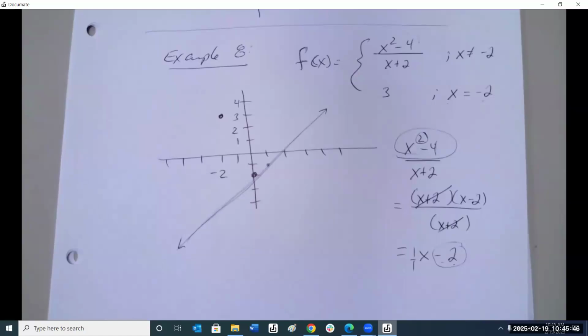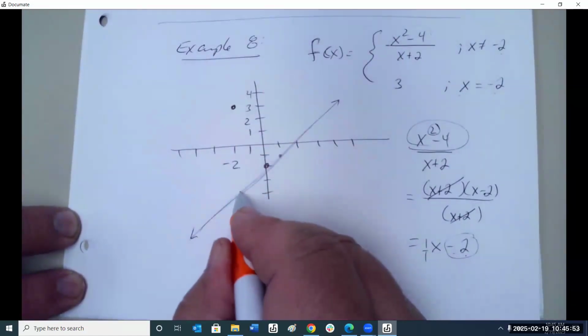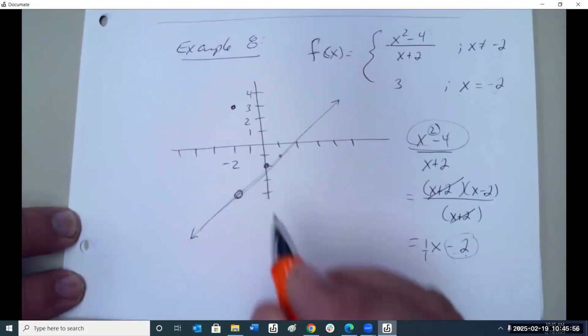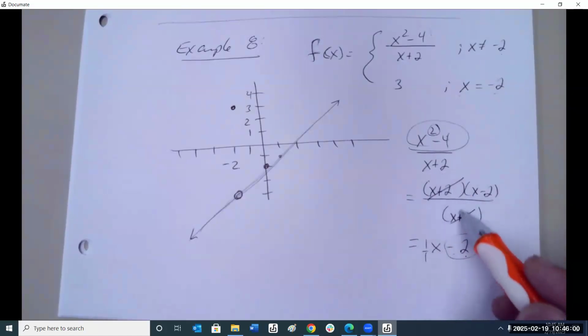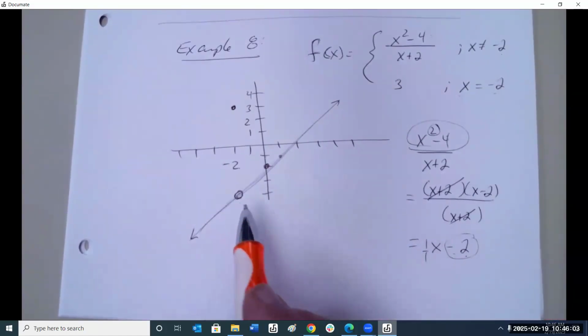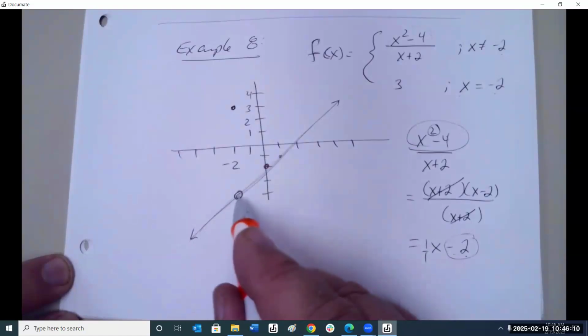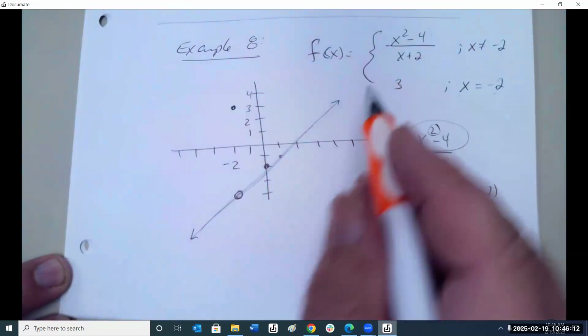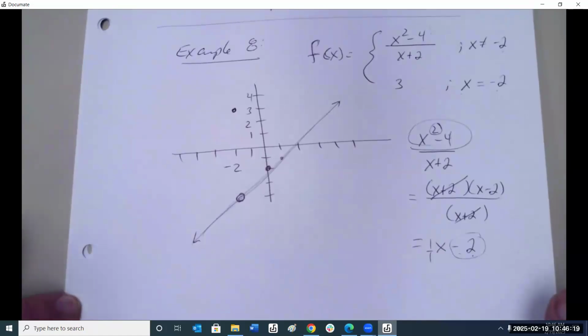Except I cannot use negative 2. So at negative 2, I put a hole right there. Because I got rid of the x plus 2's, it's called a removable discontinuity. I have a hole there. So I have my graph, all of a sudden at -2, it jumps here, and then it goes back up to the graph. Again, I apologize for this. They shouldn't have thrown that in there because we haven't talked about that stuff yet. But that's how it works.